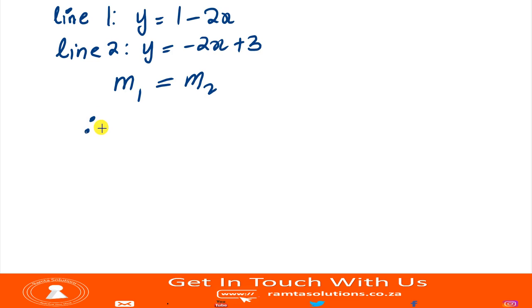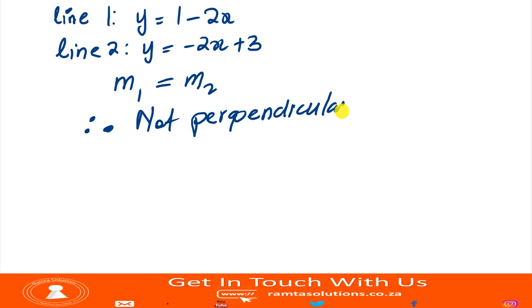Therefore, these lines are not perpendicular, right? These lines are not perpendicular. How are they? Parallel, isn't it? These ones are parallel. Can you guys see that? These ones are parallel. All right. So this is how we roll, guys. This is basically it.